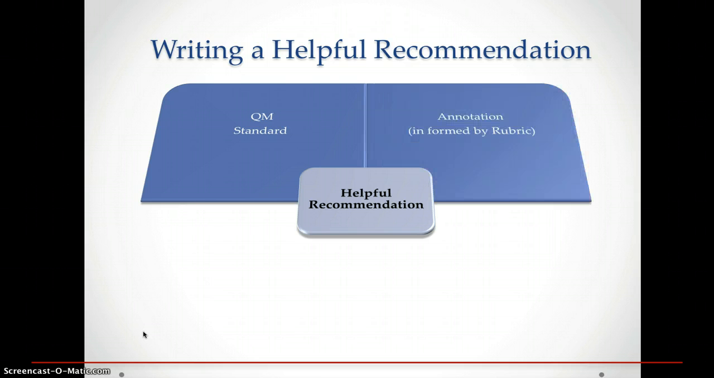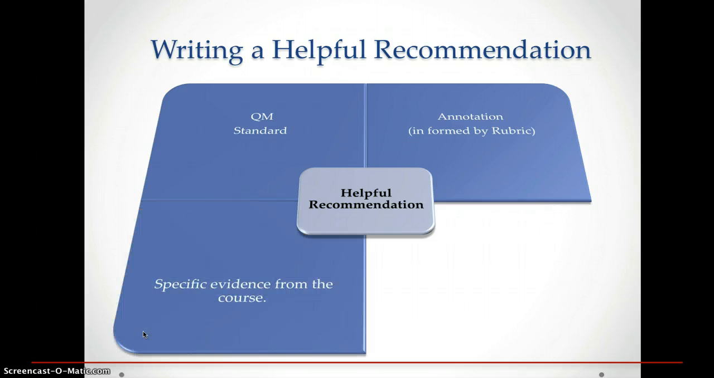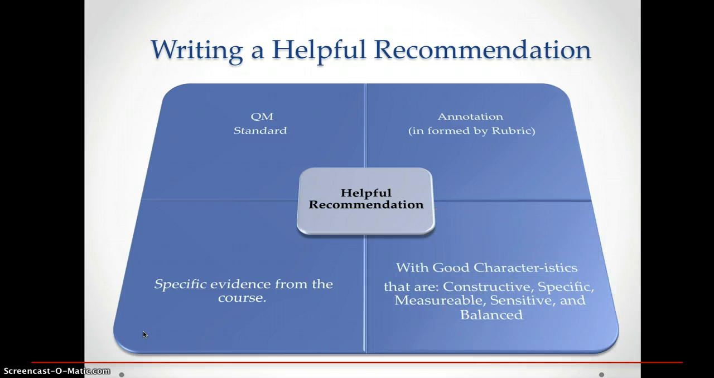Next would be an annotation. You want to make sure that your annotation is informed by the rubric and that you're not providing your own personal opinion, but basing your comments off of the annotation. Next, you want to make sure to use specific evidence from the course. If this specific evidence from the course is anchored in the annotation per the standard, then you're on your way.